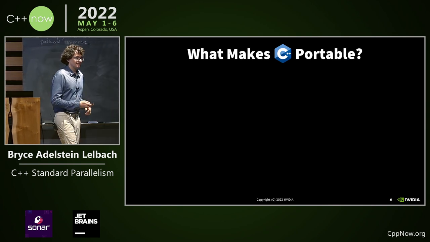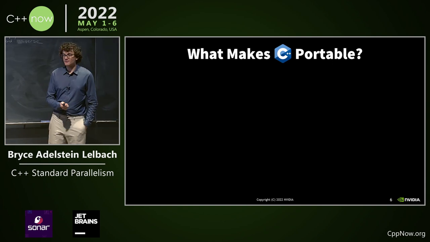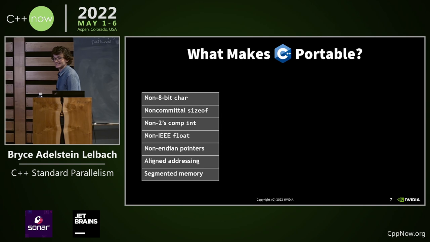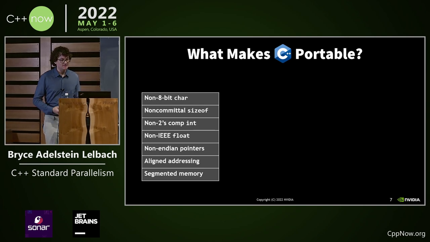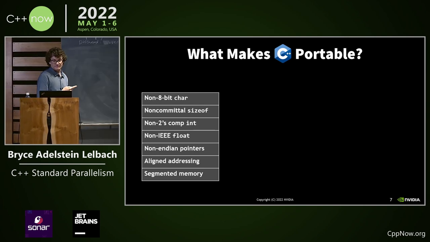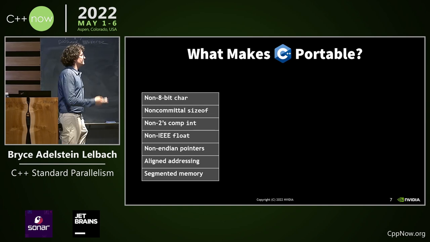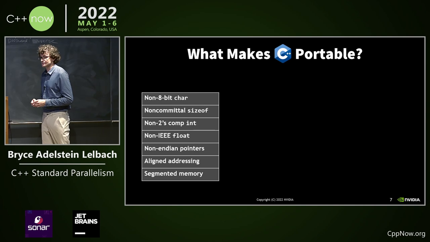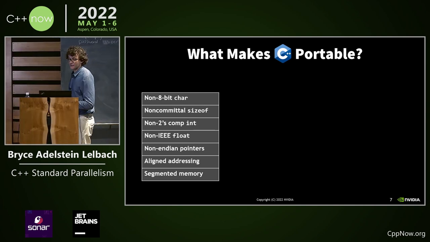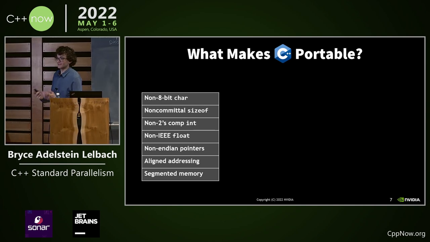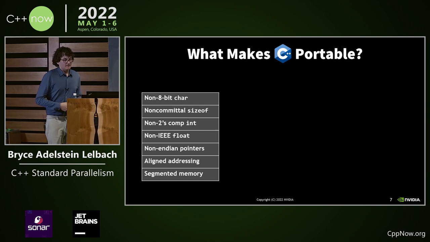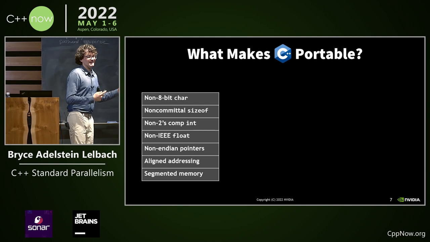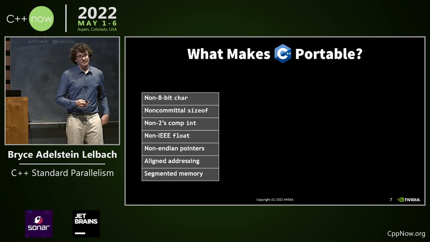Anybody else? All right, so I think if we polled people in the 90s or the early 2000s, we might come up with a list like this: non-8-bit characters, non-committal sizeof, non-2's-complement integers, non-IEEE floats, non-Indian pointers, aligned addressing, segmented memory. Historically, this is what we think of as making C and C++ portable.